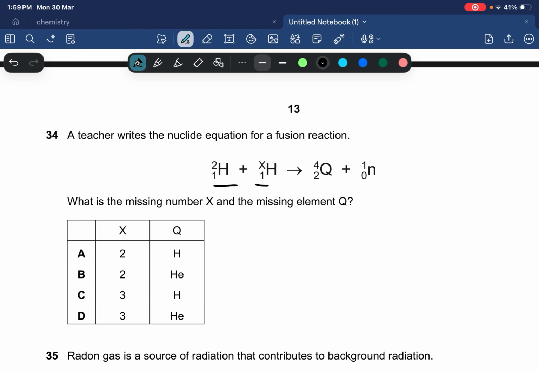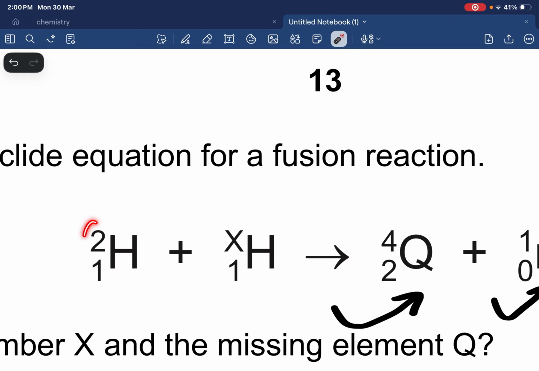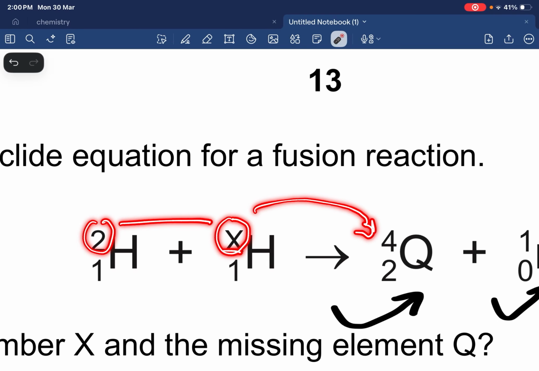A teacher writes the nuclear notation for a fusion reaction. So this and this are fusing to form this and this. There's going to be a 2 here because these are fusing. What is missing? Numbers X and Q. Q is helium. Obviously 2 hydrogens are going to fuse together to form helium. Helium has a proton number of 2 and a mass number of 4. And there's going to be a 2 at the place of X. If you don't get it like this, you just add this and this. Adding them is going to give you 4. 2 plus 2 is going to be 4.